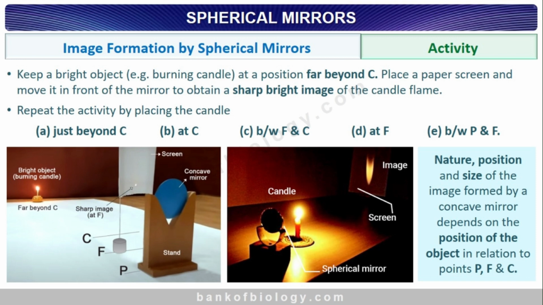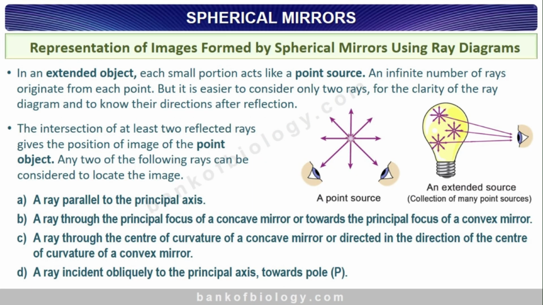Just beyond C, B. At C, C. Between F and C, D. At F, E. Between P and F. The nature, position and size of the image formed by a concave mirror depend on the position of the object in relation to P, F and C.